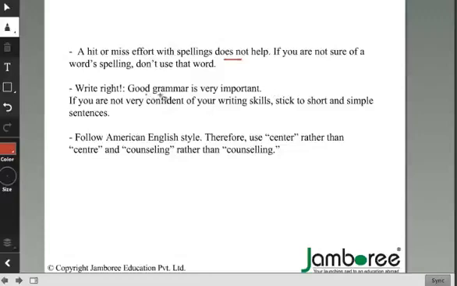If you are not very confident of your writing skills, stick to short and simple sentences. If you think you're good with writing, then write long sentences, no problem with that. But if you're not very confident, then write in active voice. Do not have too many clauses. Just stick to short and simple sentences. Follow American style of spellings, for example, center is American, centre is British. Stick with American style of spellings, and don't mix the two.